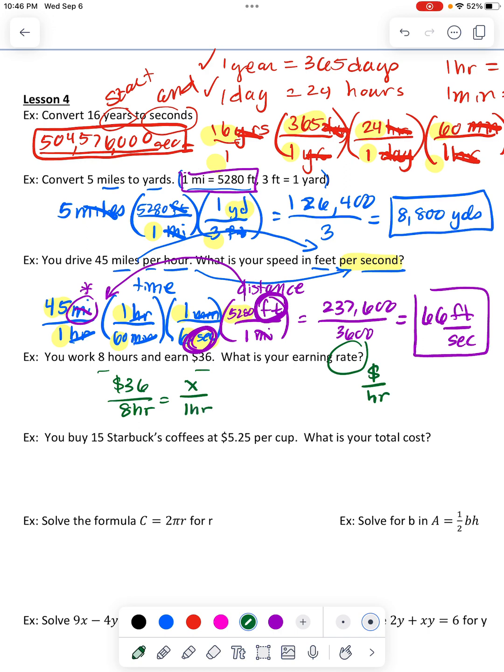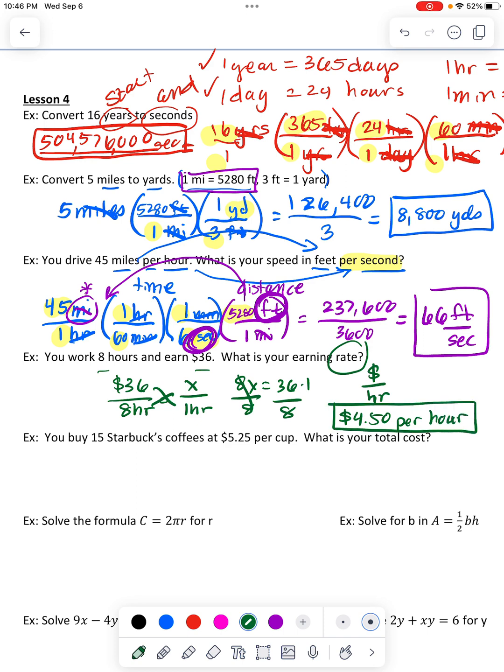Some of you might just do mental math, whatever it takes for you to understand it. This is going to turn into 8x equals, I'm just cross multiplying, 36 times 1, which is obviously 36. To get x alone and figure that value out, I would divide. So it turns out to be 4.50 when I take 36 divided by 8 per hour. And per 1 hour is the rate.